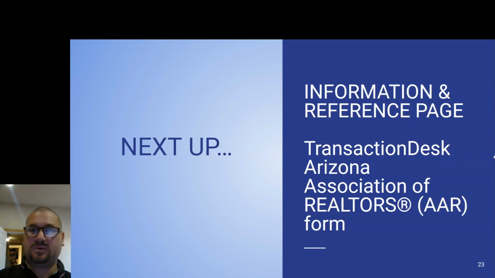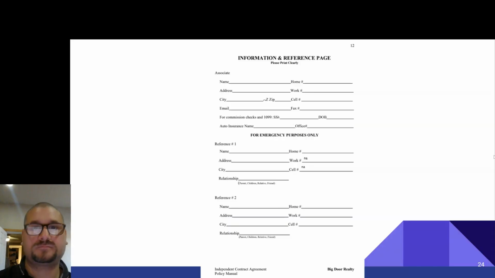All right, so next up, we're going to go over the information and reference page on the Big Door. This is part of the policy manual, page 12. Here you'll print clearly your name, address, city, and email, for commission checks and 1099.